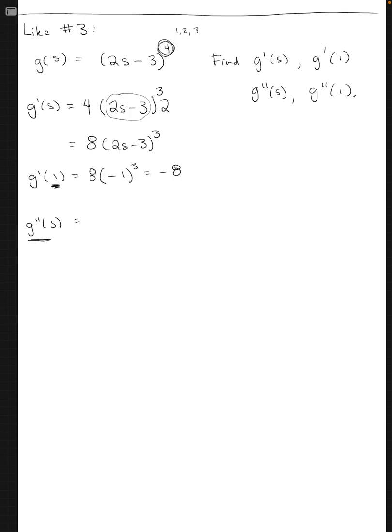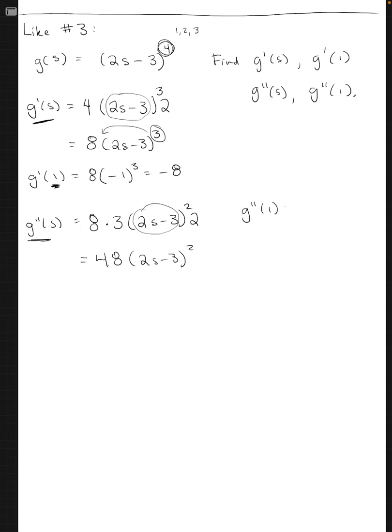So when we want to take this second derivative, we need to take the derivative of this guy. Right, so again, we're going to use that generalized power rule. We're going to bring the 3 out front, and we're going to change the power on this guy to 2. Then we're going to multiply again by the derivative of this piece. And so this becomes 48 times 2s minus 3 squared.